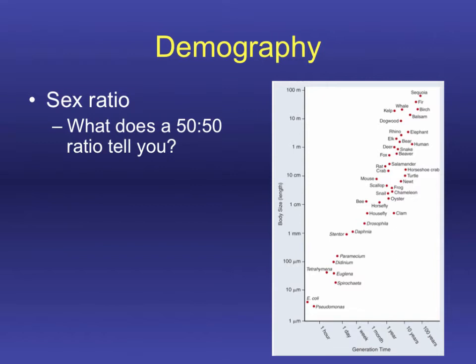So when you see a 50-50 sex ratio, what that tells you is that males are actually important for helping to take care of offspring. Maybe the environment's relatively harsh, maybe you need both parents around to fend off predators or search for food or build a nest or those kinds of things.